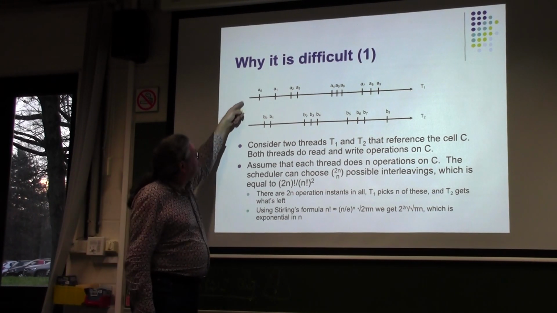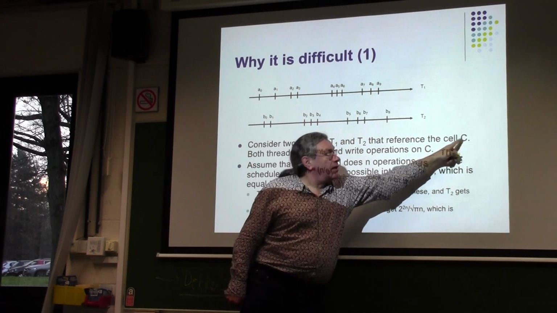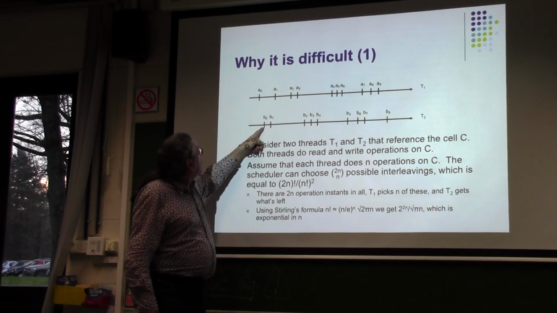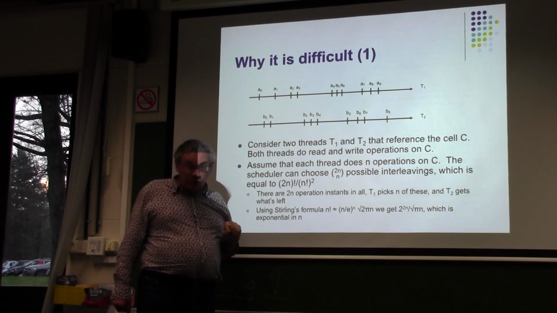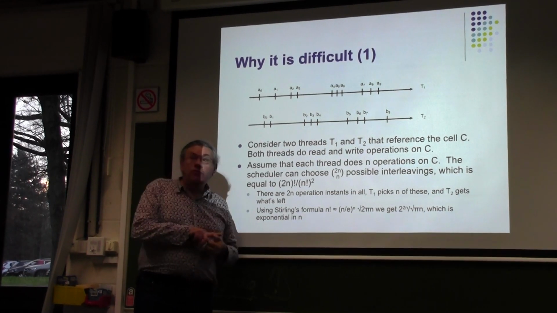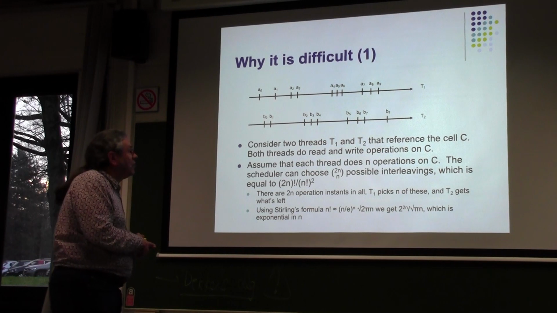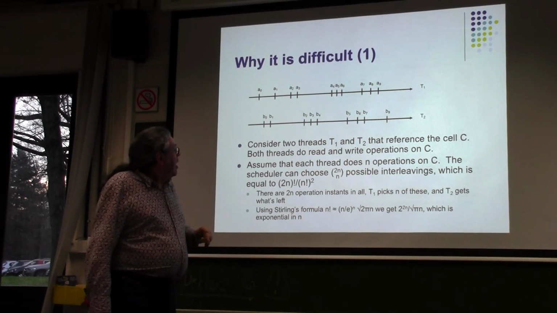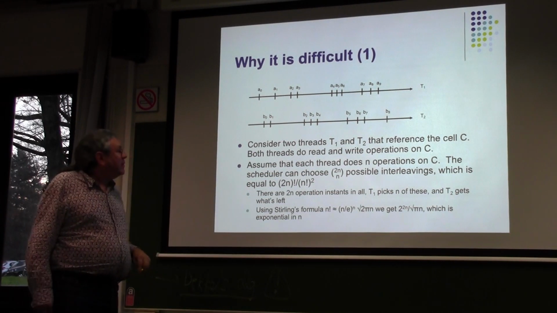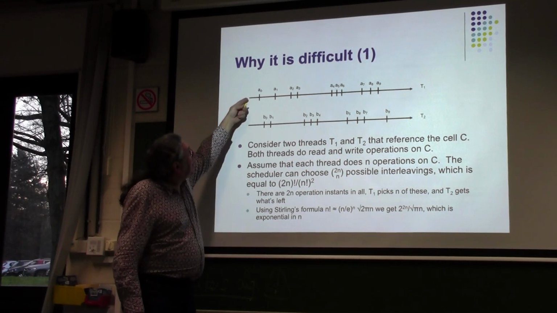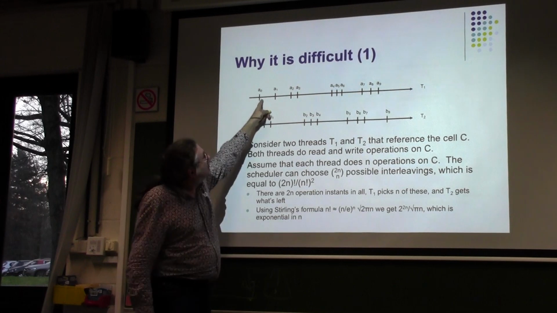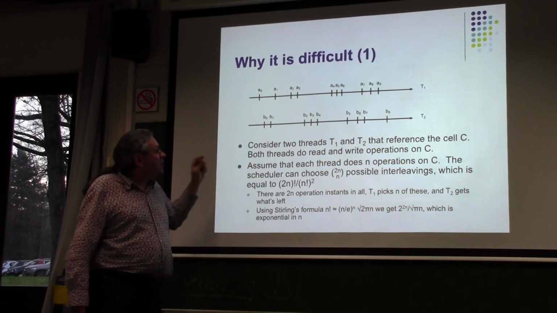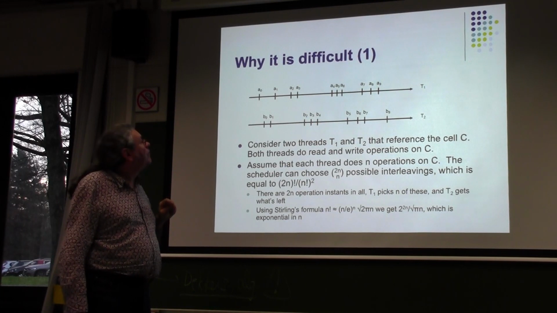So both of the threads are referencing the same cell, C. And these little operations, A0, A1, B0, B1, are operations on C. They can be either read or write operations on the cell. Now, how does this execute? Assume each thread does n operations. Here I have 10, and here I have 9, but let's say each thread does n operations on C.